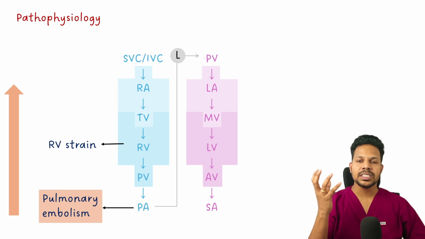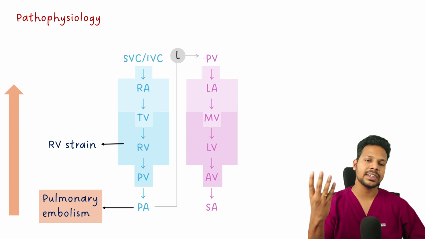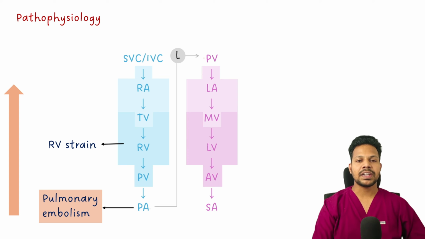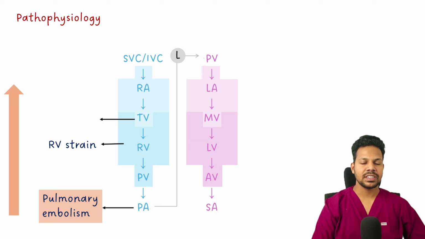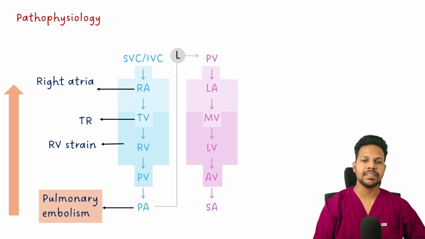So further, the blood is not able to enter into the pulmonary artery and hence it regurgitates back into the right atrium. So that will result in tricuspid regurgitation. And further, the right atrial pressure is increased, which is clearly visible in the form of elevated JVP when you look at the neck veins.